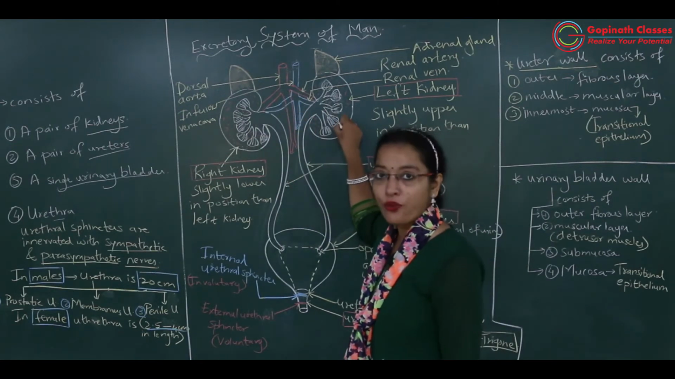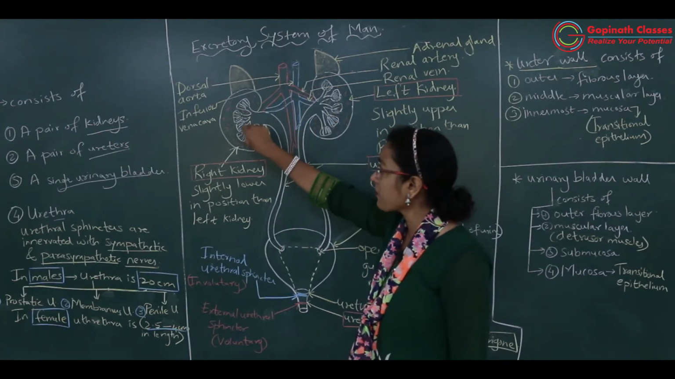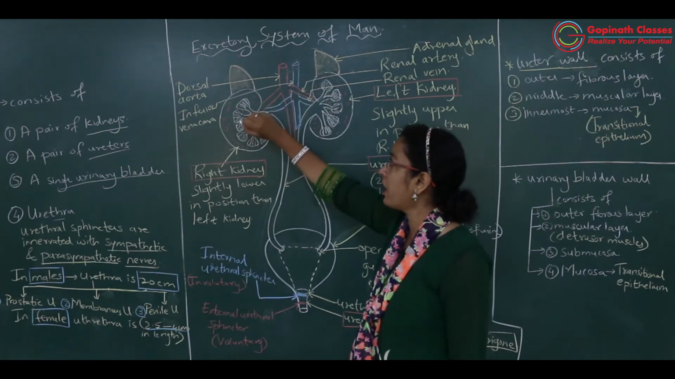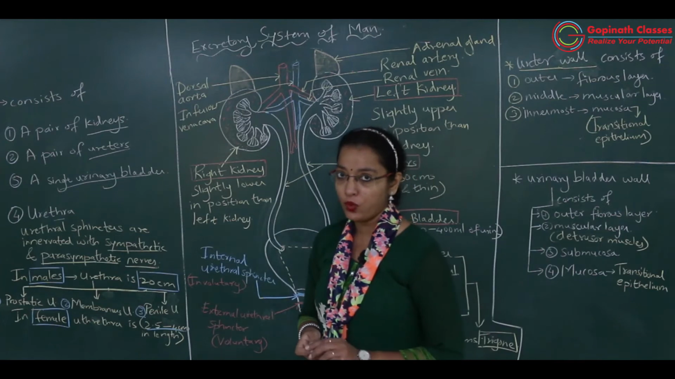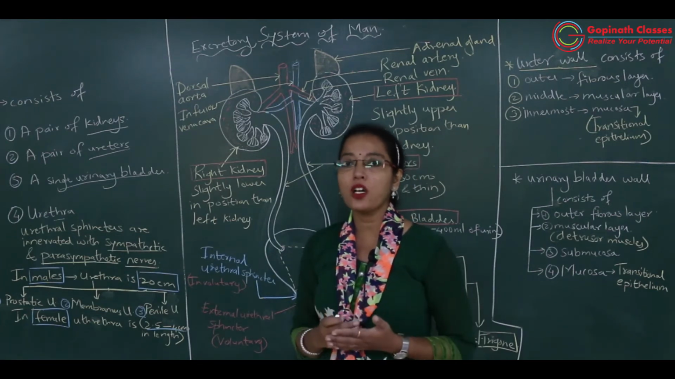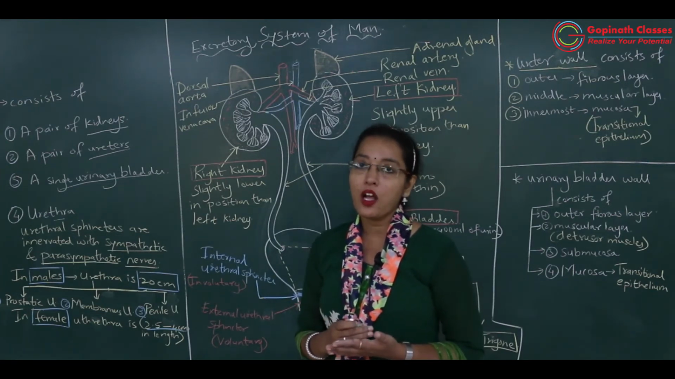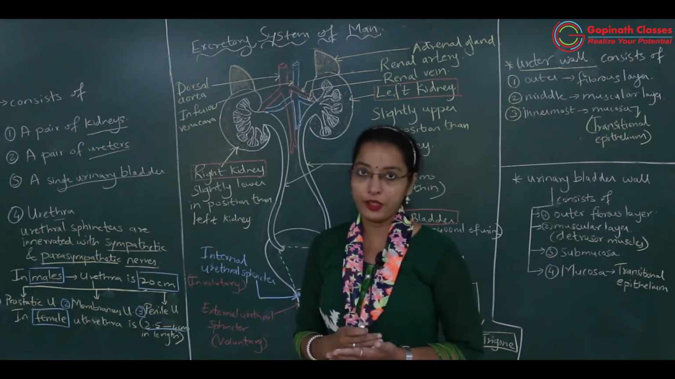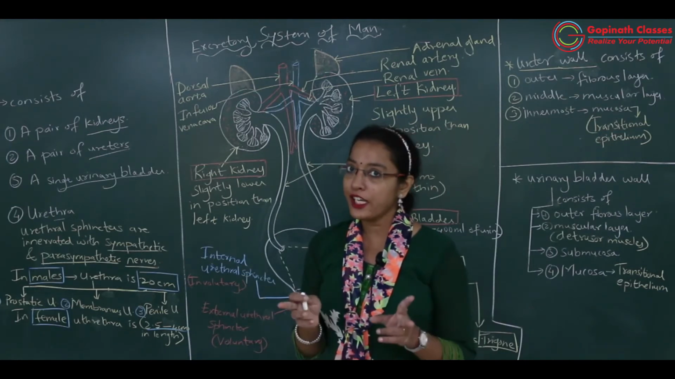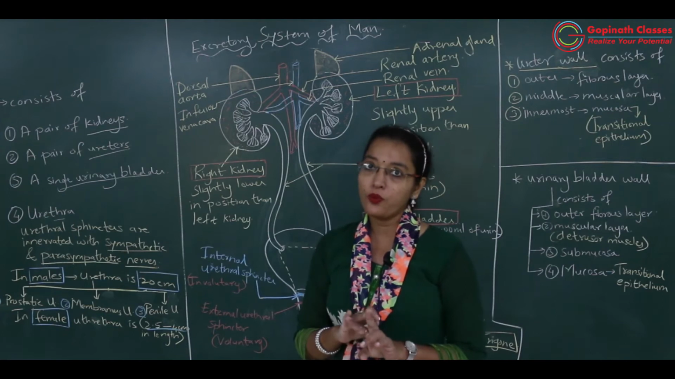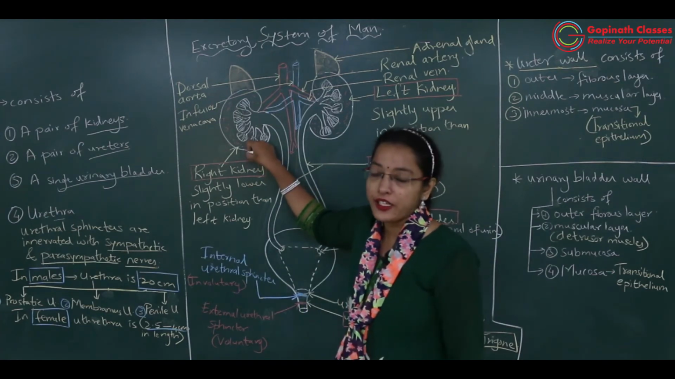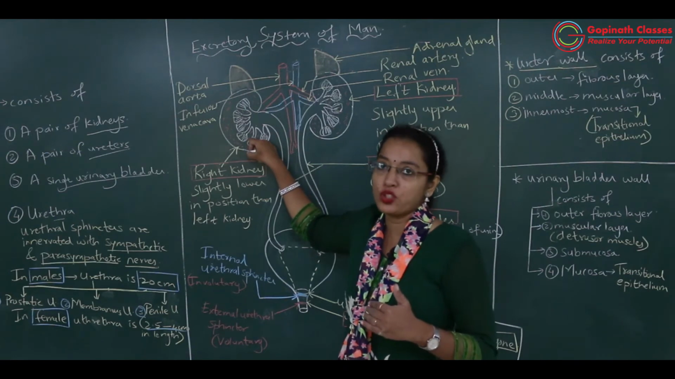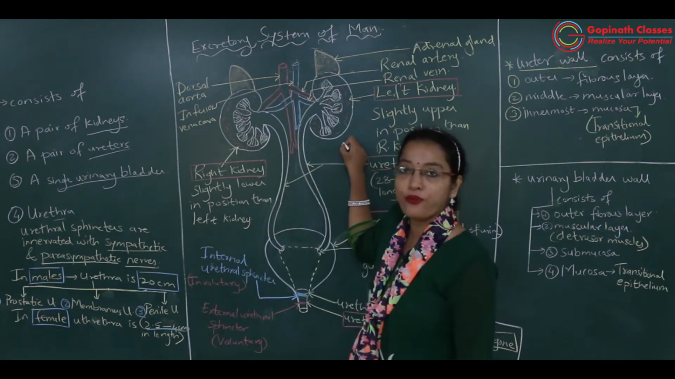Let's see the different parts of the excretory system. These are the pair of kidneys, and they are on either side of the vertebral column. They extend from the 12th thoracic vertebra to the 3rd lumbar vertebra. The right kidney is slightly lower in position as compared to the left kidney.